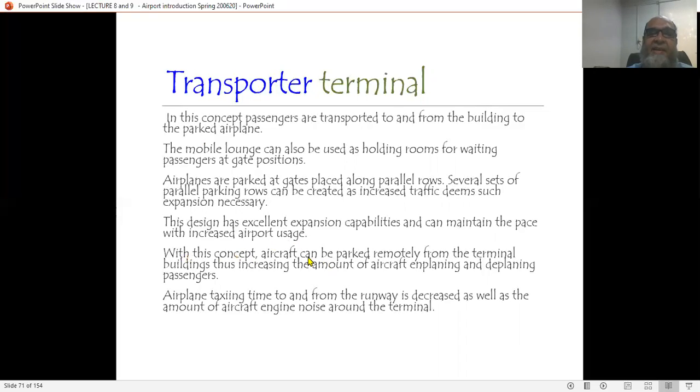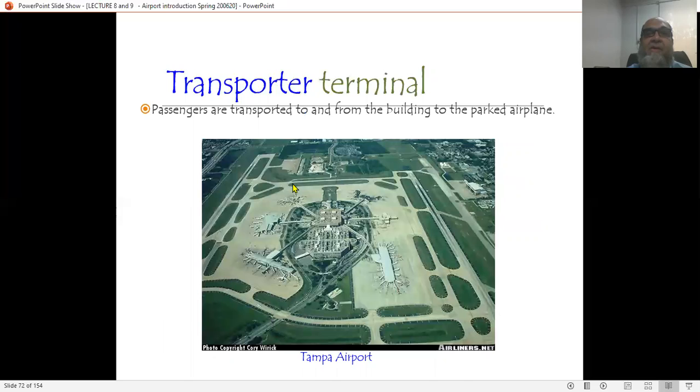In this concept, aircraft can be parked remotely from the terminal buildings, thus increasing the amount of aircraft enplaning and deplaning passengers. Airplane taxiing time to and from the runway is decreased, as well as the amount of aircraft engine noise around the terminal. And as you can see, these passengers are transported to and from the building to the parked area.